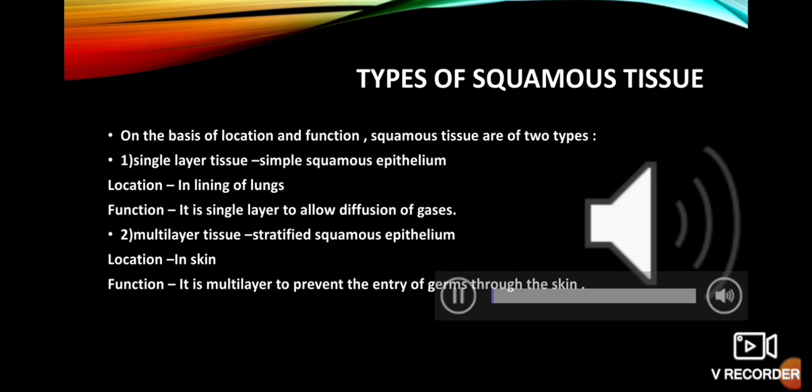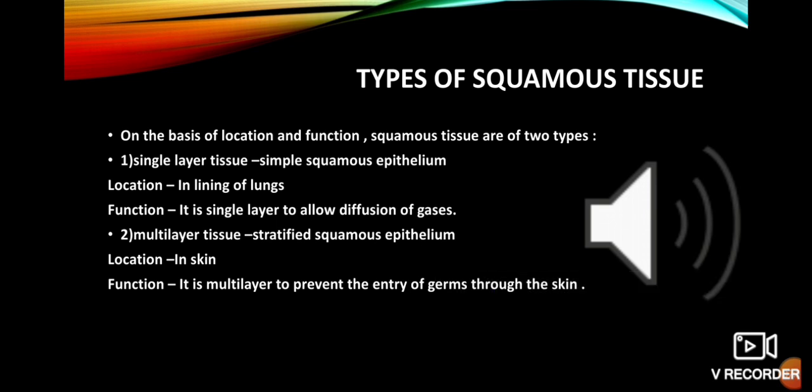Let me take a quick revision. Animal tissue is divided into four types: epithelial tissue, muscular tissue, connective tissue and nervous tissue. So first we are dealing with this epithelial tissue. Epithelial tissue is basically divided on the basis of the number of cells and also on the shape of the cell. So we have already talked about the types of tissues on the basis of the number of cells: simple epithelial tissue, single layer cells, and stratified epithelial tissue, multi-layer cells.